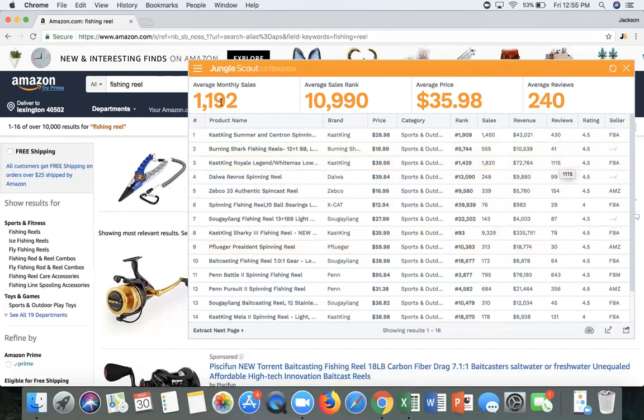So now we've broken down the average numbers up here on the top. Let's go through the columns right here. So we have 1, 2, 3, 4, 5, 6, 7, 8, 9, 10, 11.